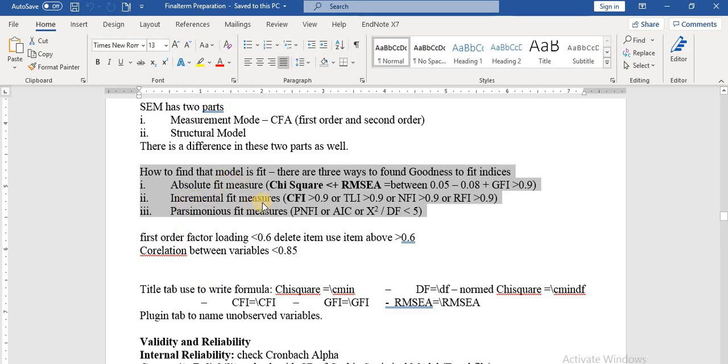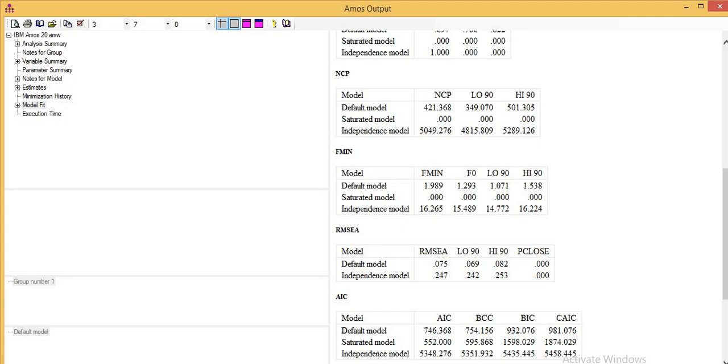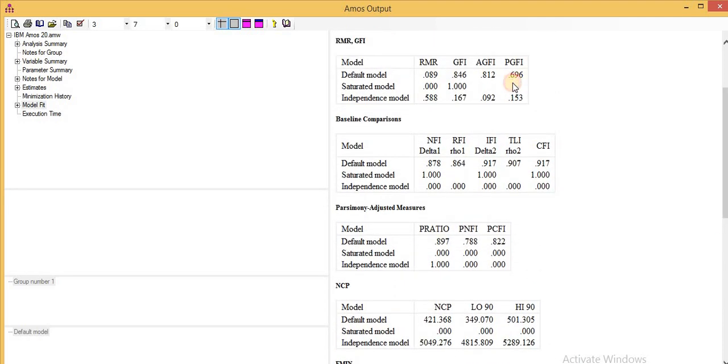Then you need to report the incremental fit measures. Here you need to report the value of CFI, TLI, NFI or RFI. You need to report at least 2 of these 4 values, and these values must be above 0.9. Look at here where these are placed: TLI, CFI, IFI, RFI and NFI. You need to report 2 of these values. So the values of IFI, TLI and CFI are above 0.9, so these are acceptable.